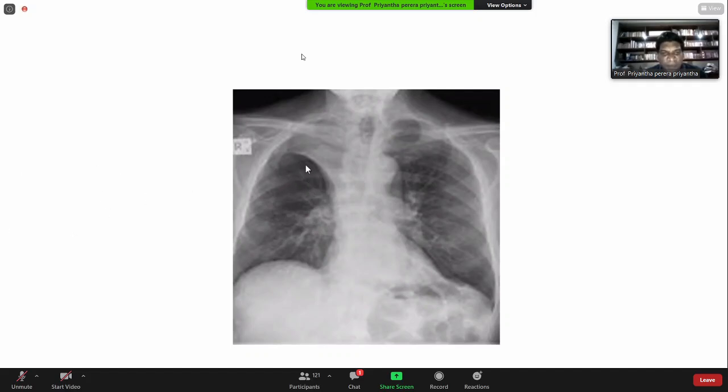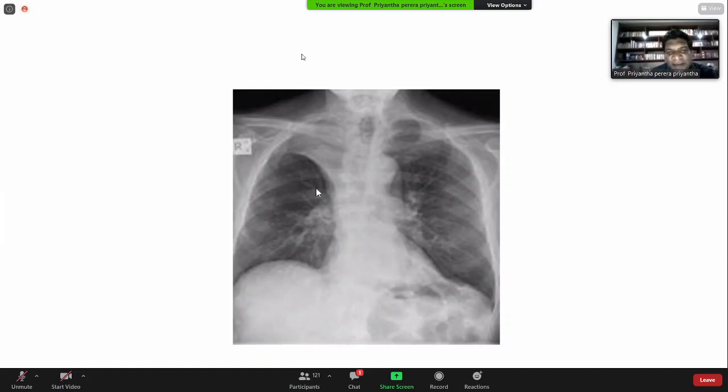This area is more black compared to this area. Why is that? Due to expansion of the lung, because the lung has collapsed. This upper lobe has collapsed, right? So the adjacent area has hyperinflated to take up that space.